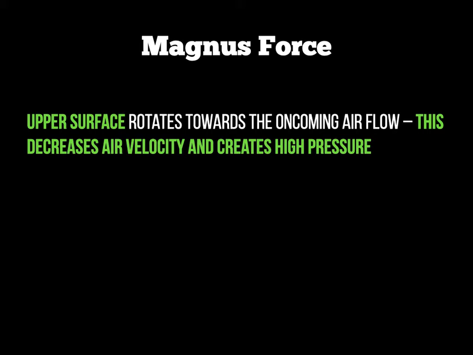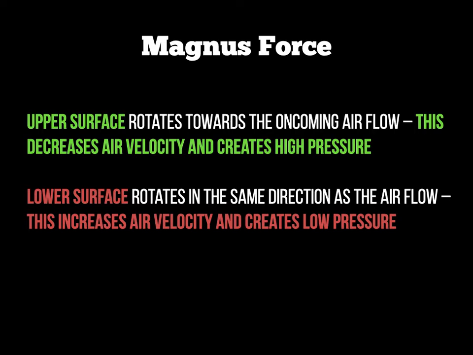Remember, we need to think about the surface of the projectile in two halves. The upper surface, or the top half, rotating towards the oncoming airflow, is going to reduce air velocity and create high pressure. And the lower surface, if we're doing topspin, will rotate in the same direction as the airflow, increasing air velocity, so air will speed up underneath the ball and create a low pressure zone.